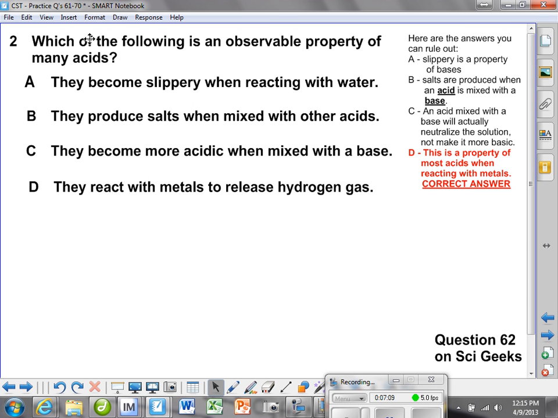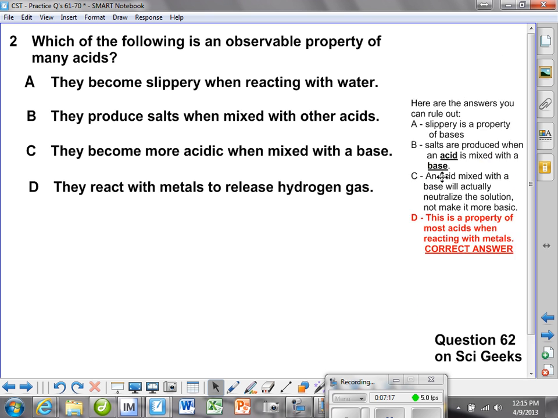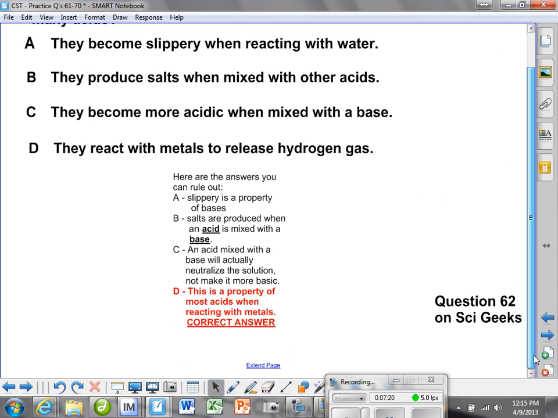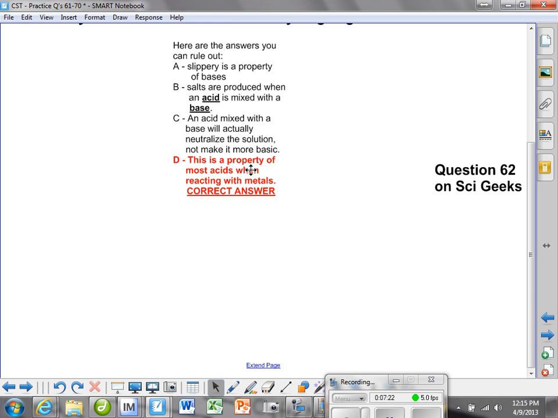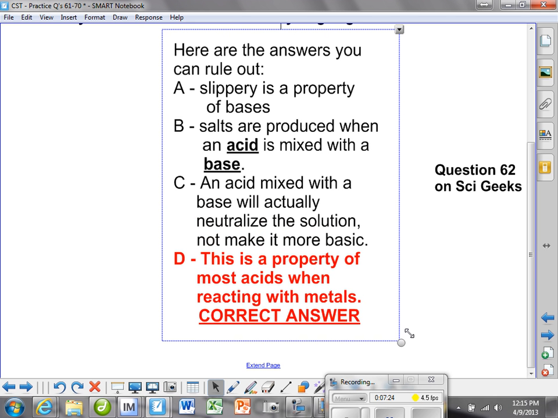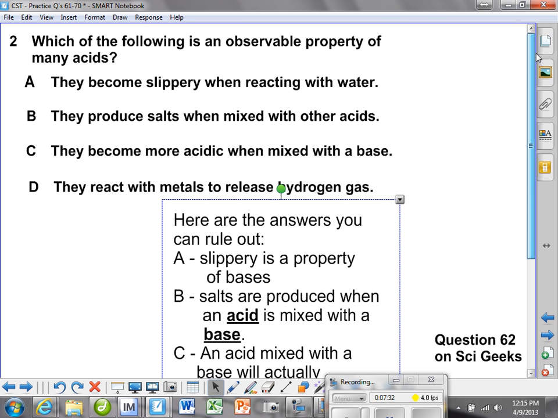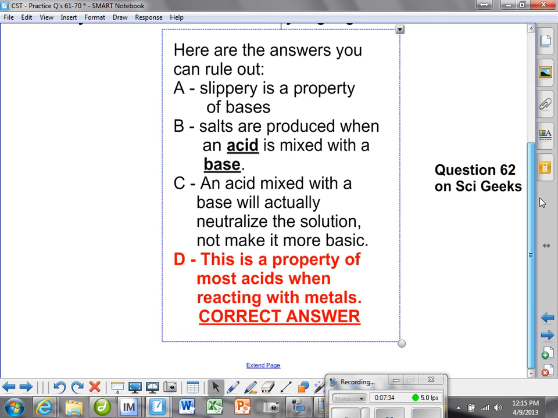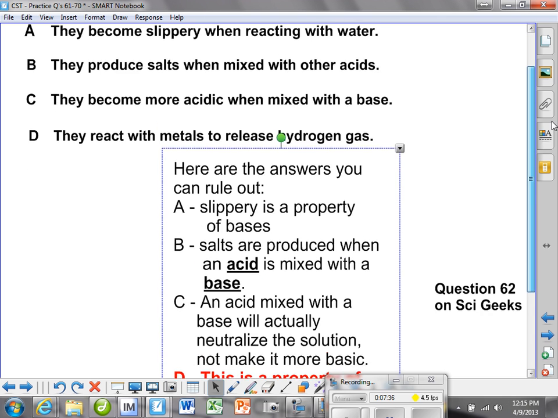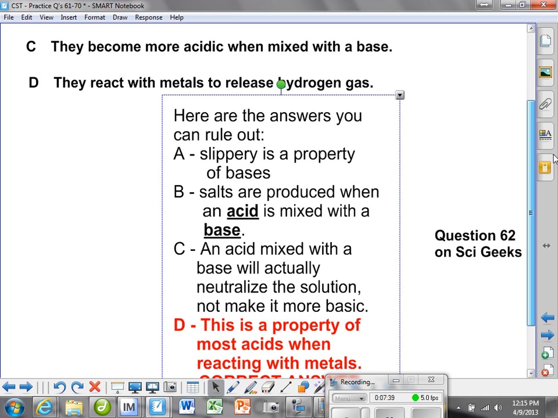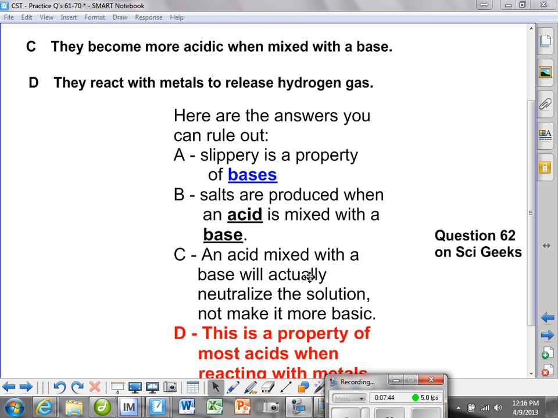Here we go with number 2, which the following is an observable property of many acids. Now what I wanted to do was show you here, and let's make this a little bit bigger so you can see it more easily. Here's your reasons, and also some new stuff that maybe we didn't cover very well. But letter A, where they become slippery when reacting with water. Okay, what we're talking about as being slippery when it reacts with water is bases.